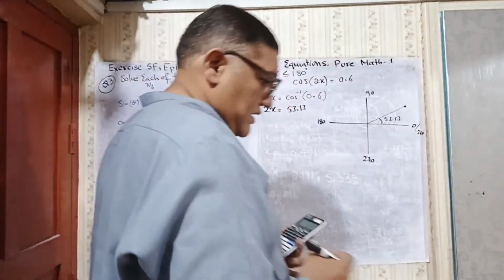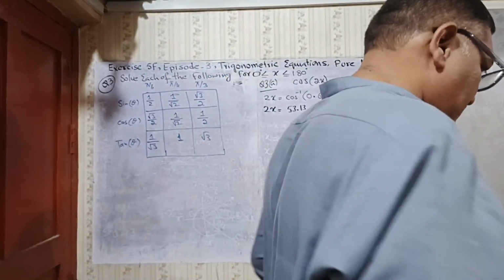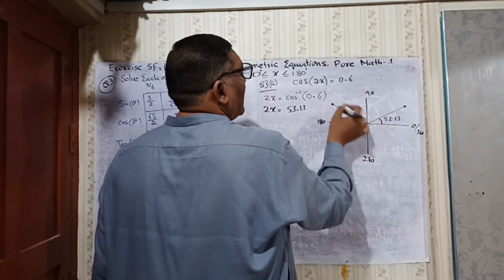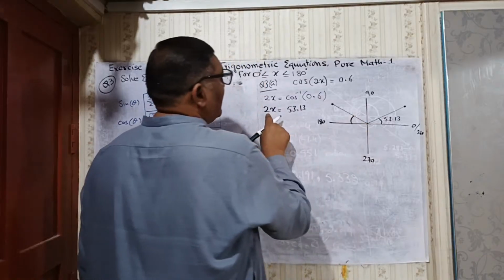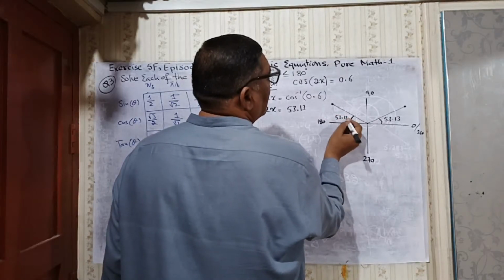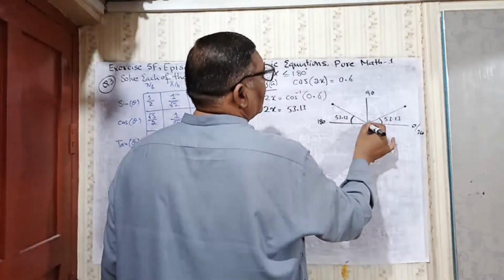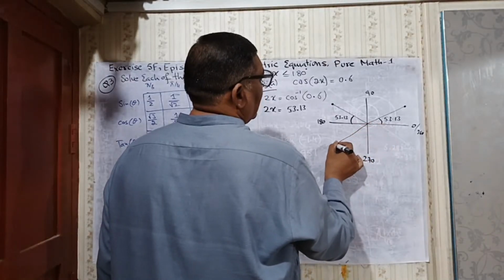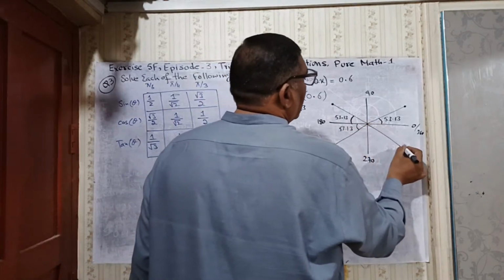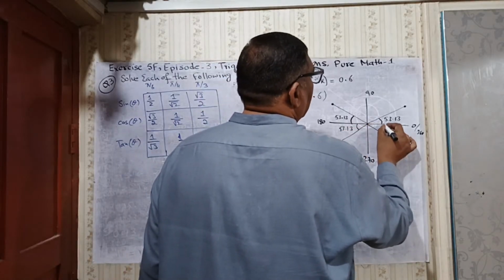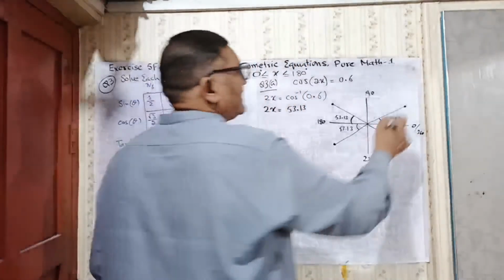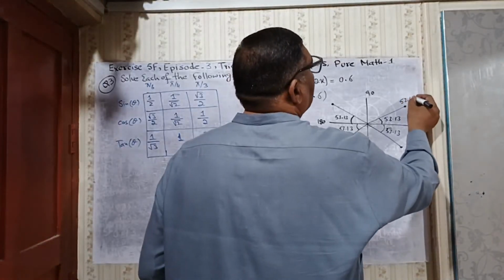And this angle, although it's negative, because we will divide by 2 at the end, we can try this one. There is no benefit of using this, but let's try this one also. 53.13, and this angle 53.13. So this angle is basically 53.13 degrees.